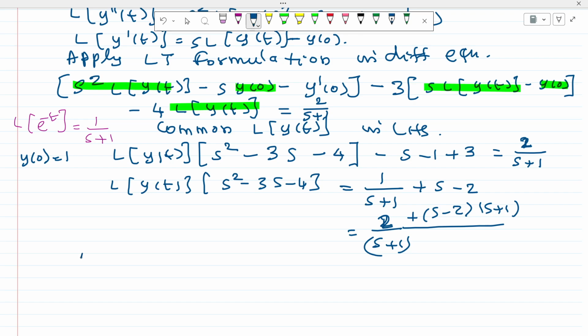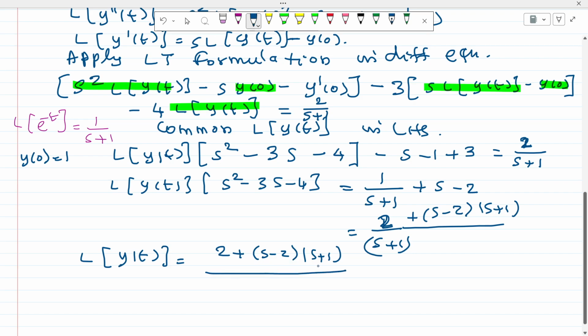So what is L of y of t now? L of y of t is equal to 2 plus (s minus 2) into (s plus 1), divided by s square minus 3s minus 4, into s plus 1.